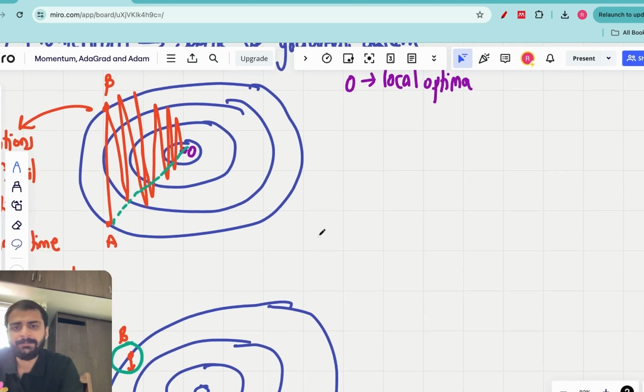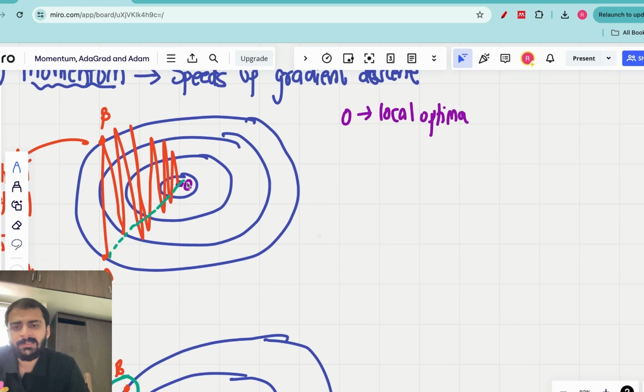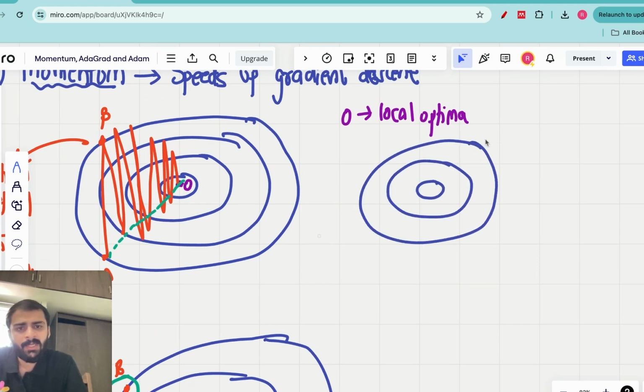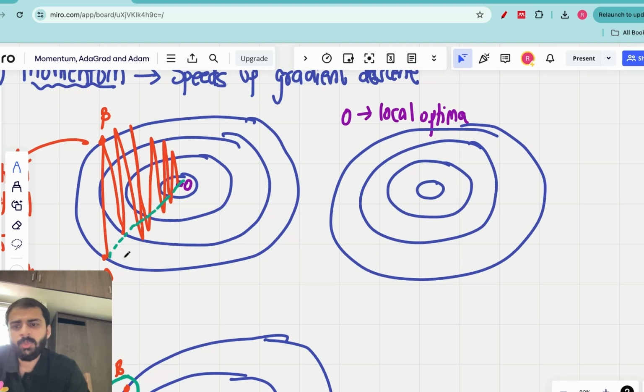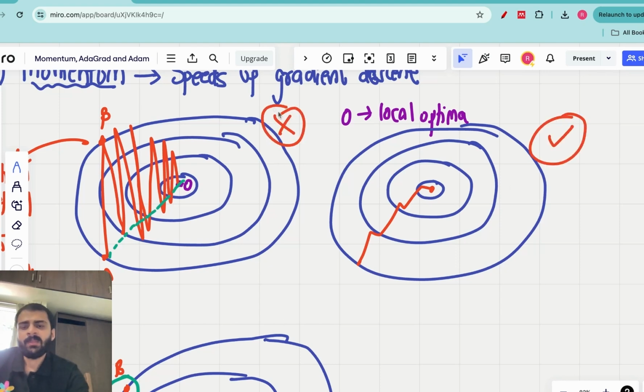It turns out that this plot on the left hand side is without momentum, and this plot on the right hand side is with momentum. So now I'm going to plot it with momentum. With momentum, the vertical oscillations kind of dampen and we reach the local optima very quickly. So this is much faster than without momentum on the left hand side.